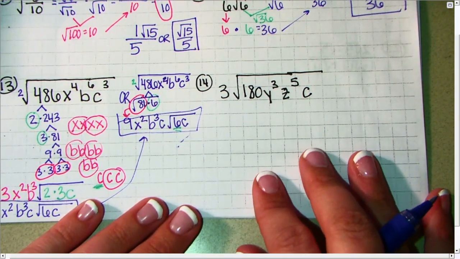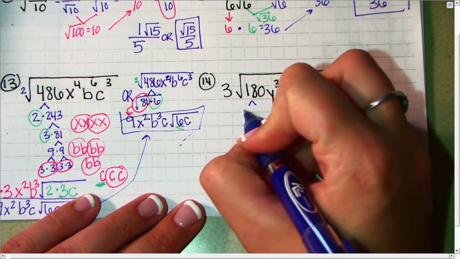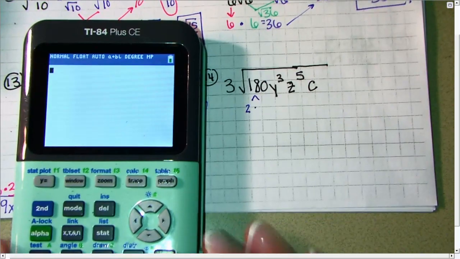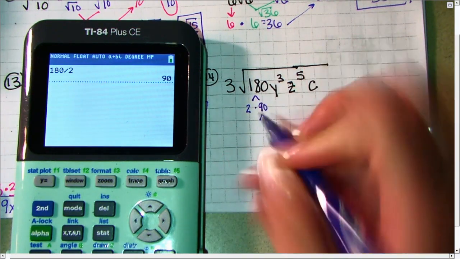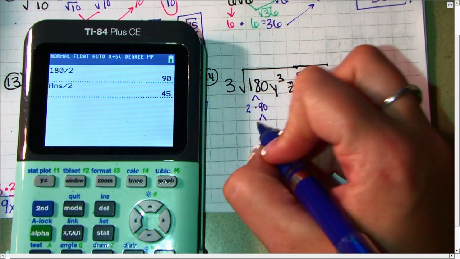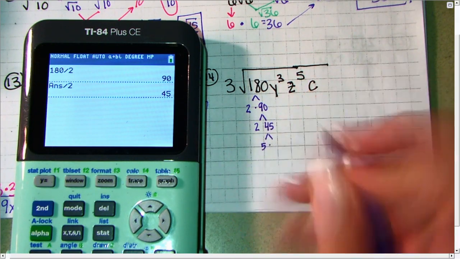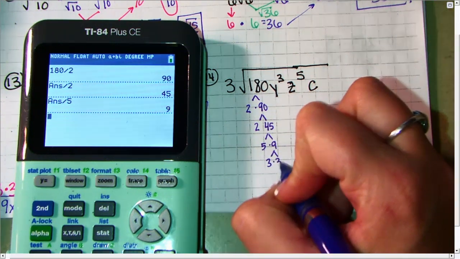So I've got 180 here. I'm going to break up my 180. So factor tree it is. We'll start with the factor tree. So 180 divided by 2 is 90. I'm going to divide 90 by 2 again. I get 45. 45, I'm just going to go ahead and divide by 5. I know 5 goes into it. 3 and 3.